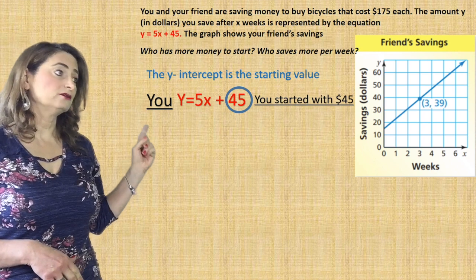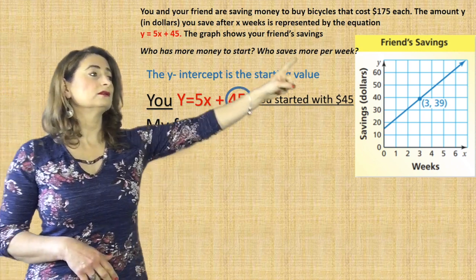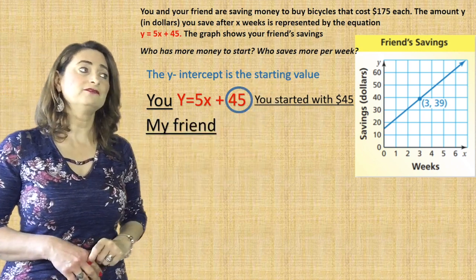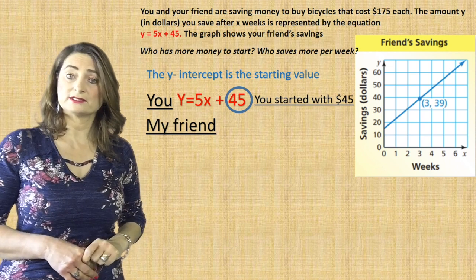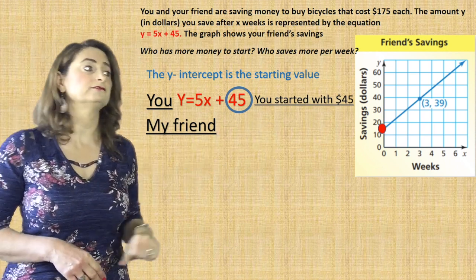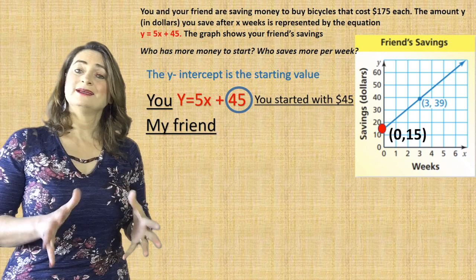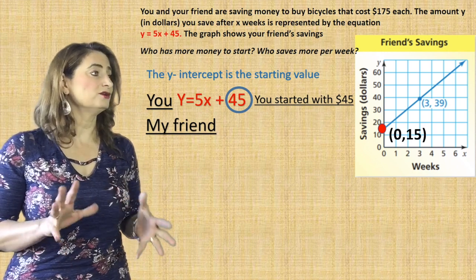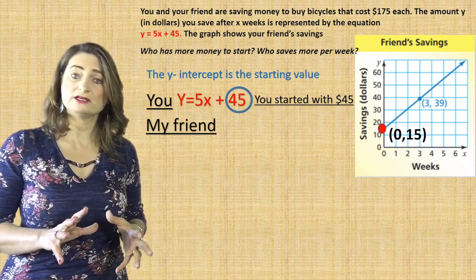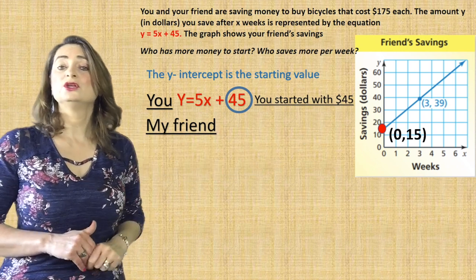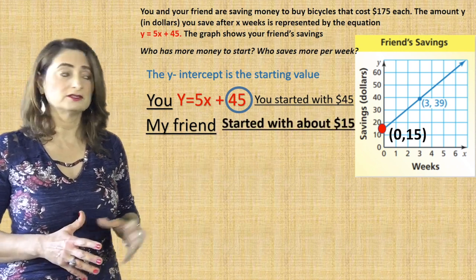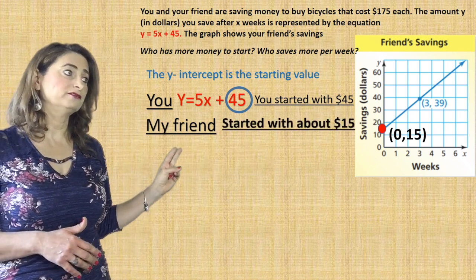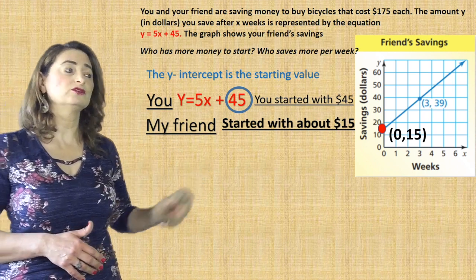Now your friend. Finding the y-intercept from a graph is where the line crosses the y-axis. So look at the red dot, it's between 10 and 20, which means x is 0, y is 15, so that's the y-intercept, which means your friend started with about $15. So you started with more money than your friend.